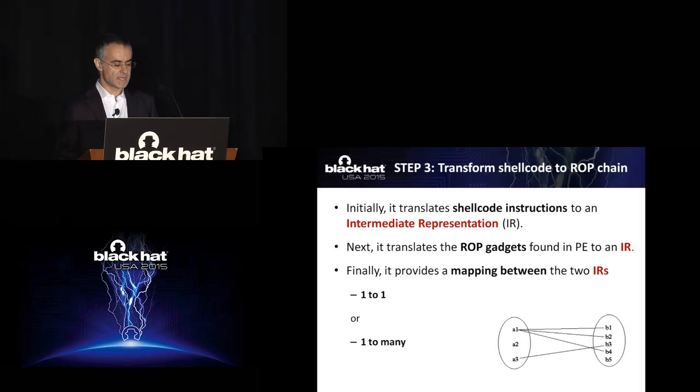Initially, we translate the shellcode instructions to an intermediate representation. It's an abstract layer that we use for matching. Then we also translate the ROP gadgets that we found in the portable execution to an intermediate representation. And then we find a mapping between these 2 intermediate representations, either 1-to-1 or 1-to-many.